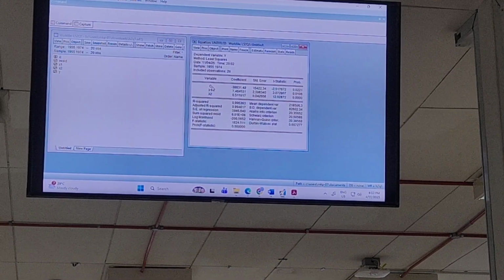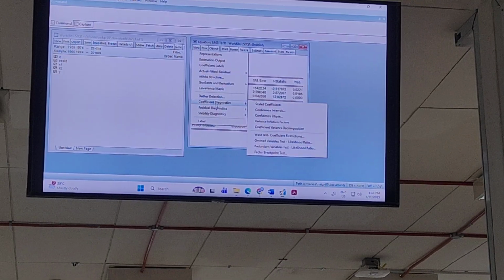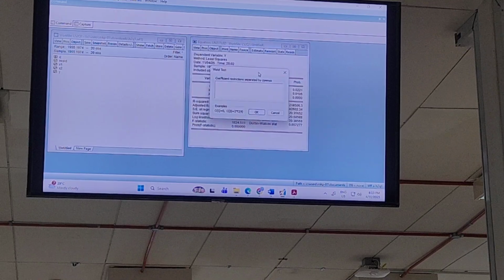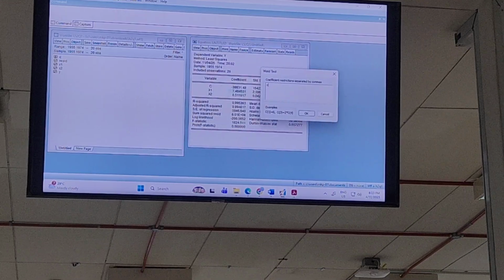So this is coefficient number 1 for the intercept, coefficient number 2 for beta 1, coefficient number 3 for beta 2. So your beta 1 is coefficient number 2. Coefficient number 2 equal to 7.5. So you go to View, Coefficient Diagnostics, Wald Test, coefficient number 2 equal 7.5.